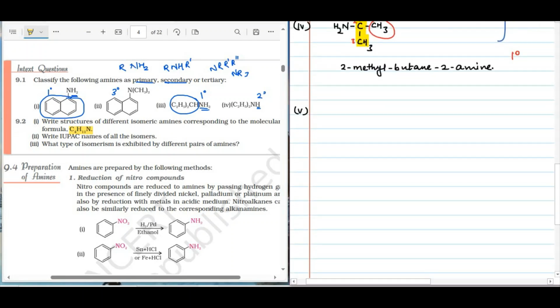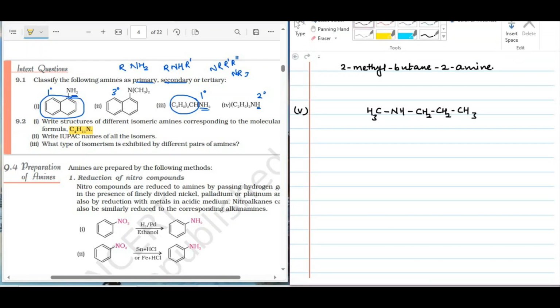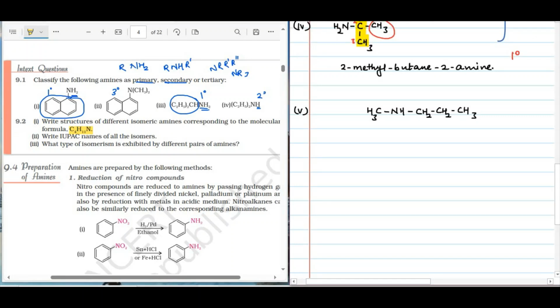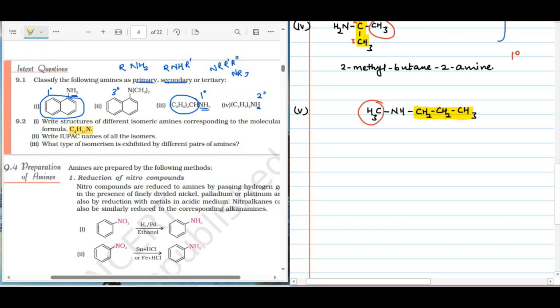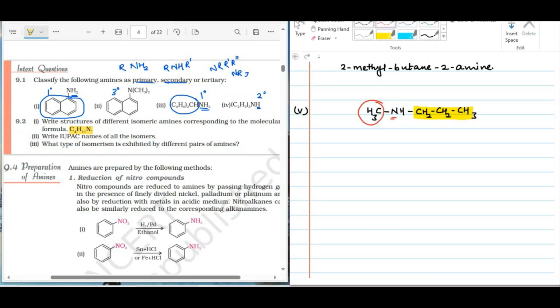Now draw a secondary amine. In a secondary amine, 2 hydrogens of ammonia are replaced with alkyl groups. So here we can write CH3 single bond NH. On this side it is bonded to CH2, CH2 and this is CH3. The longest carbon chain is 3 carbons long, which is the parent chain, and there is a methyl substituent which is bonded to nitrogen.